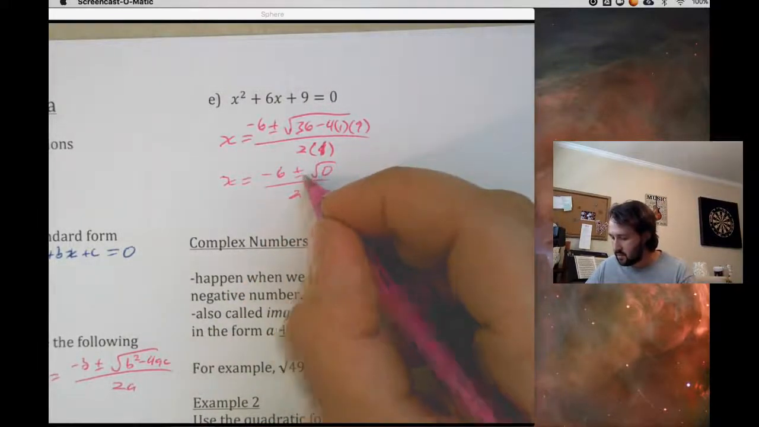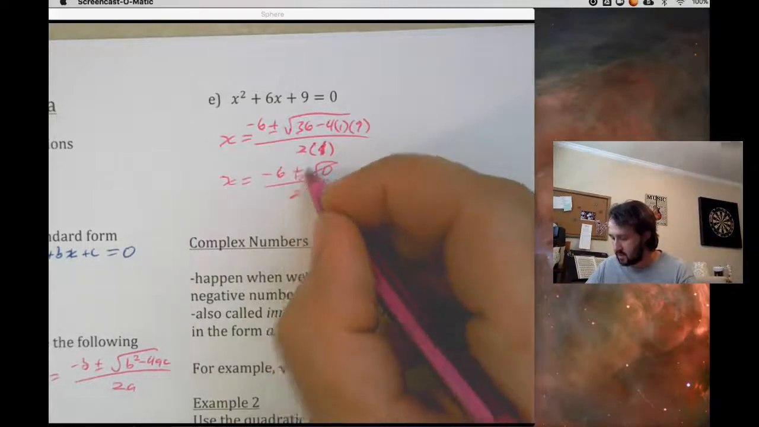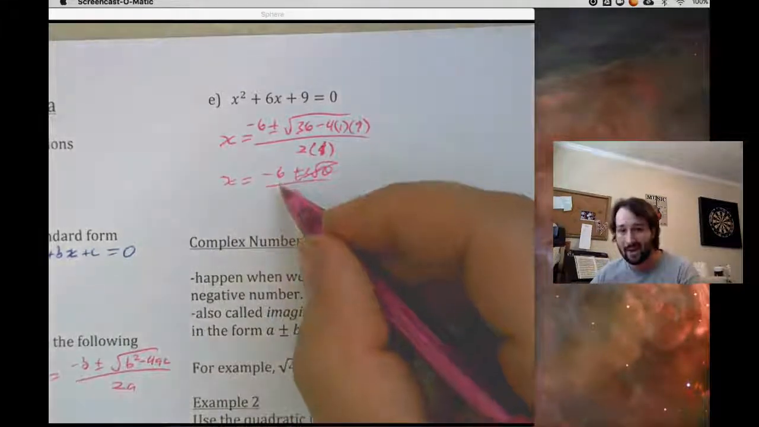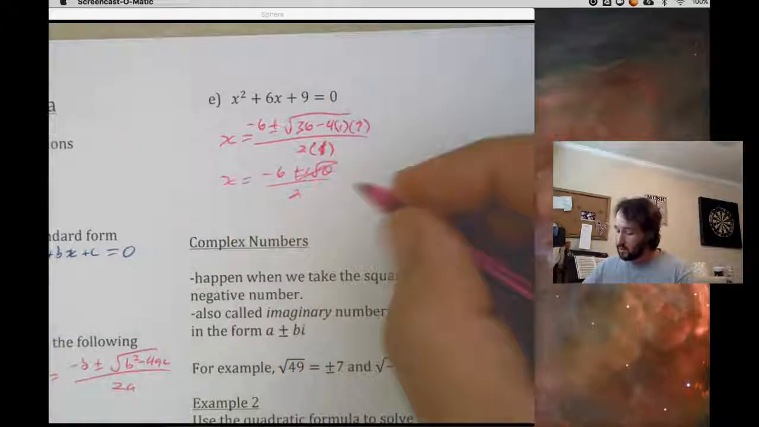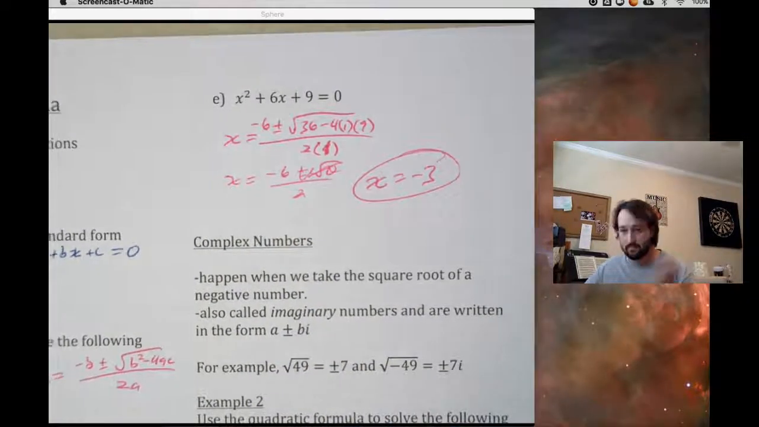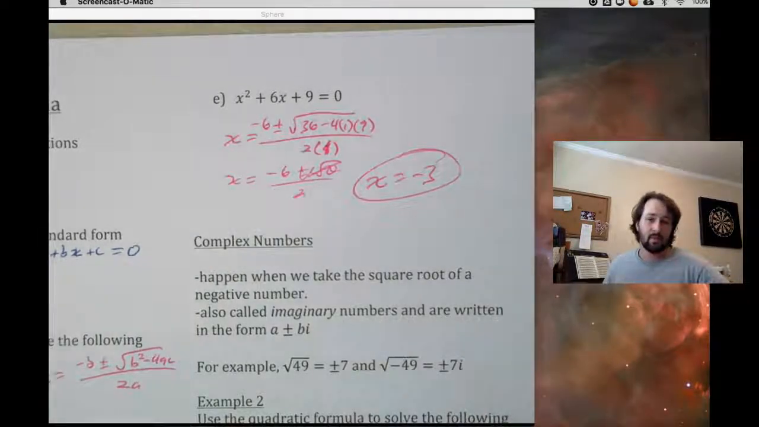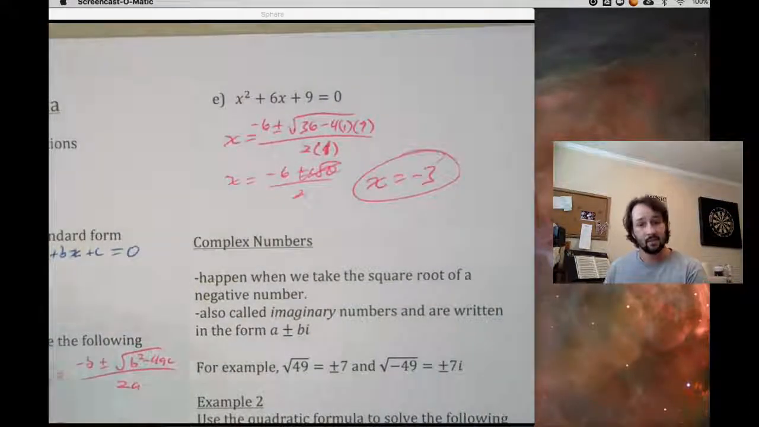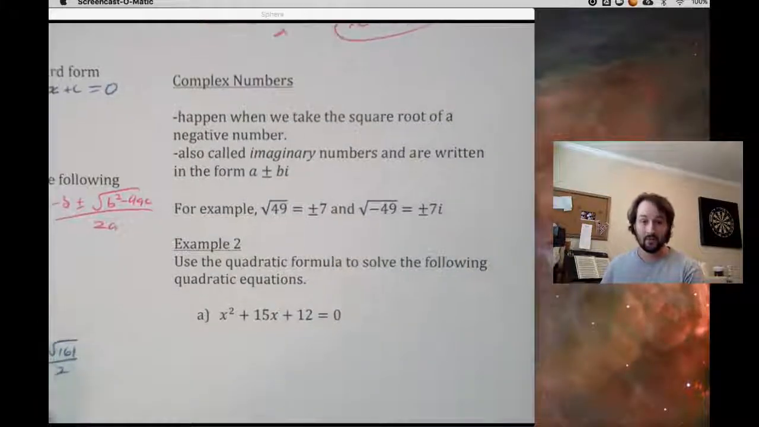Square root of 0 is just 0. So I have plus or minus 0, so that just goes away. So really, the only thing I have is negative 6 divided by 2, which comes out as just one solution of negative 3. That's it. You just have one solution. So sometimes you can have one solution. Next thing we're going to talk about is when you have negative solutions.